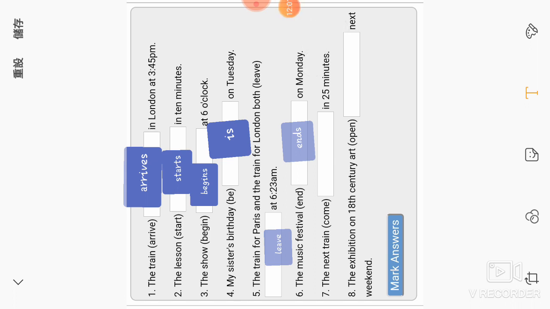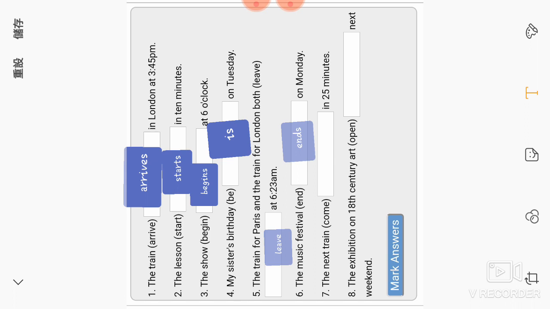And then for the last one, number 8, the exhibition on the 18th century art open next week. So once again, the exhibition on 18th century art. Now in sentence number 8, the subject is a bit long. Altogether there are 6 words. The exhibition on 18th century art. This whole phrase is a subject.